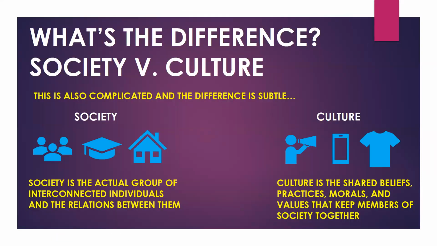So what's the difference between society and culture? We often use the two terms as interchangeable, but they are different. So this can also be a little bit complicated, but also kind of subtle. So first, society. Society is the actual group of interconnected individuals and the relations between them, which we've been talking about over the last few weeks. Culture is kind of what I consider to be the glue that holds these people together. So culture is going to be the shared beliefs, practices, morals, and values that keep members of a society together. So that's the things that we believe in, the things that we like, the things that we think have some sort of importance or value.